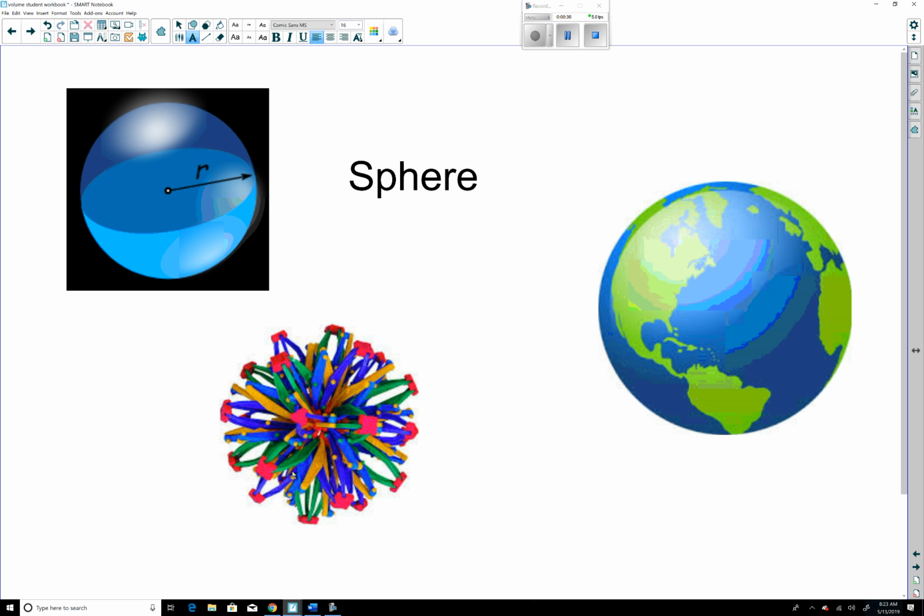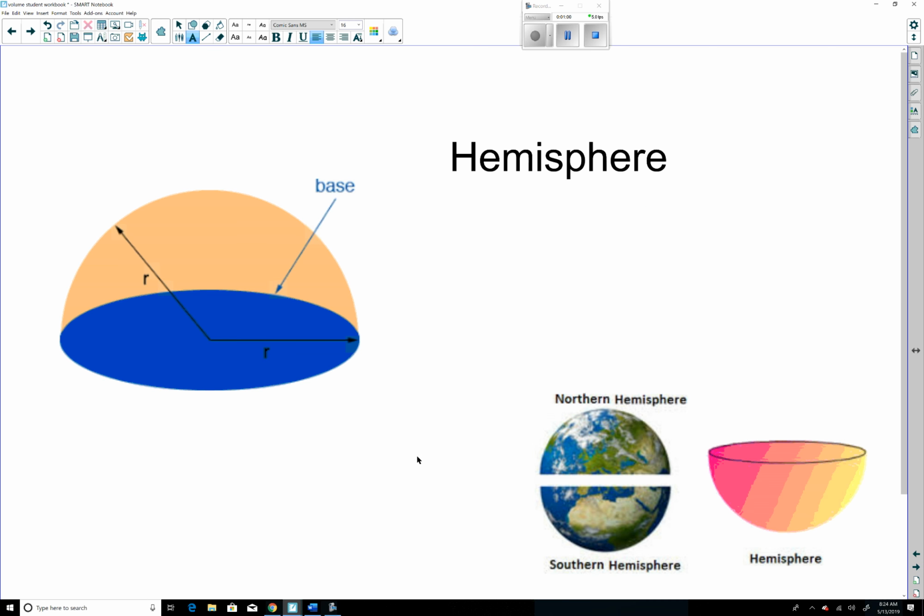I don't know if any of you had a sphere like this when you were younger and you could pull it and it would open up. But then you could see the center of the sphere and coming out to the edges. I don't have one that's all opened up. Probably the sphere that you're most familiar with is our globe. And although our globe is not a perfect circle, we usually depict it as being a perfect circle when we look at our globes. So half of a sphere, you may know already, is a hemisphere.